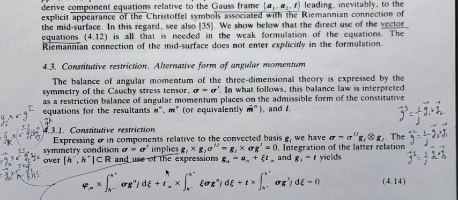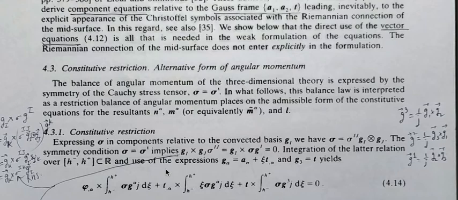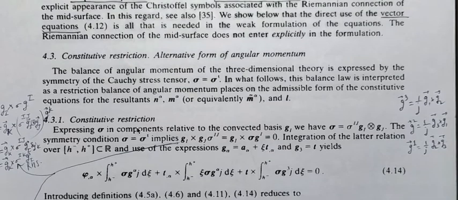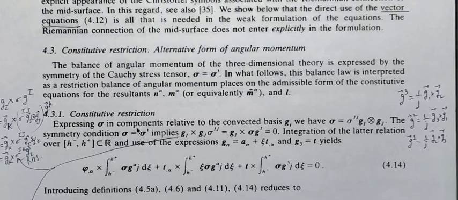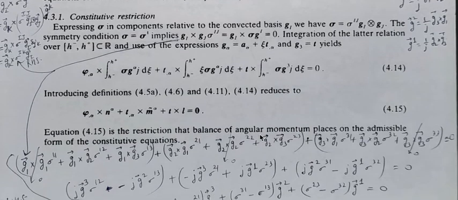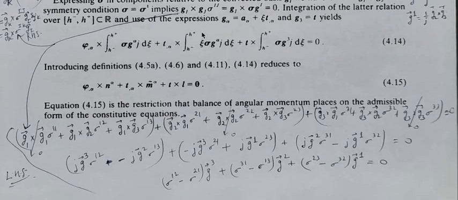That way the Riemannian connection of the mid surface does not enter explicitly in the formulation. As we will see down below, they have developed the angular momentum equations and then combined all of these later on. So in the 3D theory we know that the angular momentum equation is nothing but sigma equals sigma transpose, but in case of shell this can be written as g^i cross g^j sigma e_j, or that is also equal to g_i cross sigma g^j. This derivation we have also done over here, one can easily see.